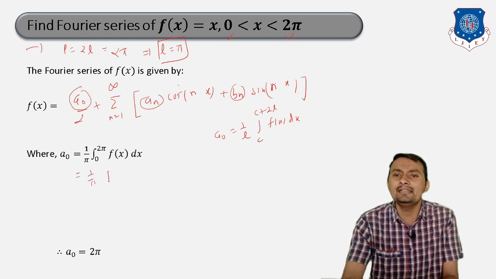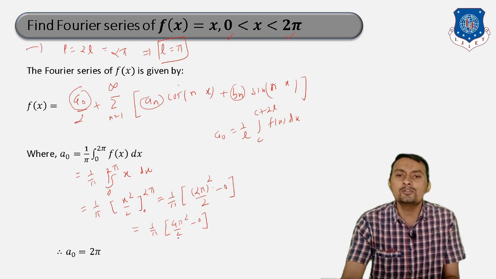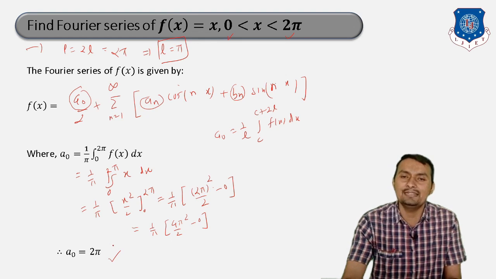Now let's have a look at the integration part. Here the given function f of x is equal to only x. So the integration will be x square by 2, over the limits 0 to 2 pi. When you simplify, putting x equal to 2 pi, what you get is 2 pi square divided by 2, minus the value at x equal to 0, which is going to be 0. When you simplify, we get 4 pi square divided by 2 minus 0. So the 2 is going to be cancelled out, one pi is going to be cancelled out, and we get a0 equal to 2 pi.